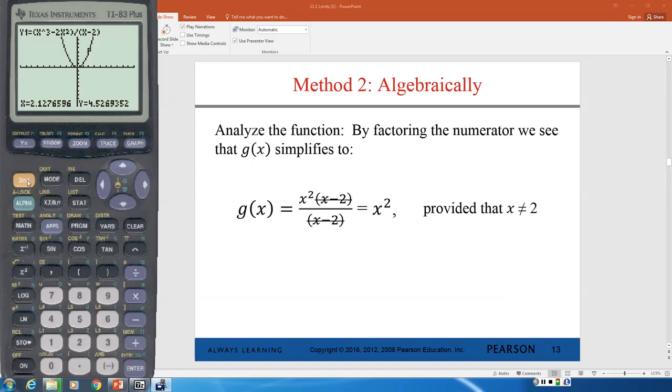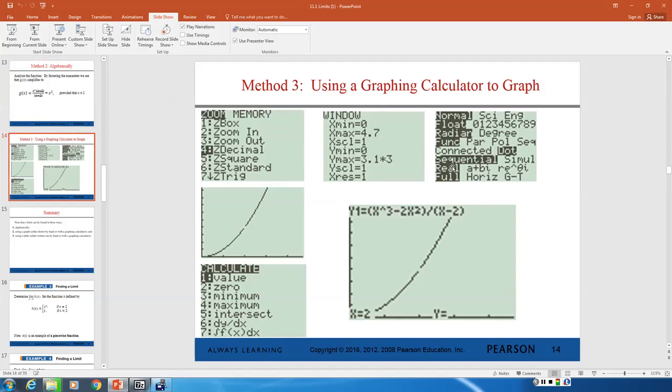So if I try to start from, let's say 3, and then trace backwards, you can see that I'm getting closer and closer to 4, but I've already jumped over 2. So what I'm going to do, and I'll show you in the slide how I did this.